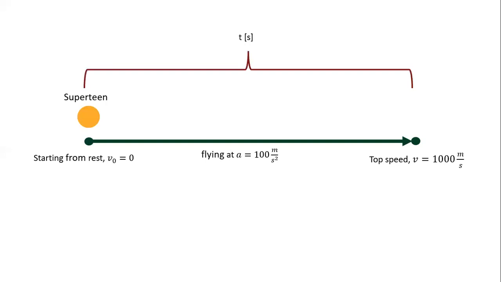Now we're actually solving for time, in seconds. So this is the time that it will take for super teen to go from at rest, from his or her resting position where he or she is not moving, to his or her top speed. So this is the time that it would take him or her.